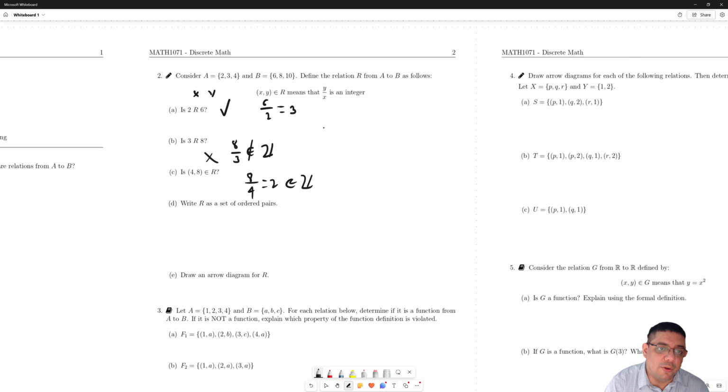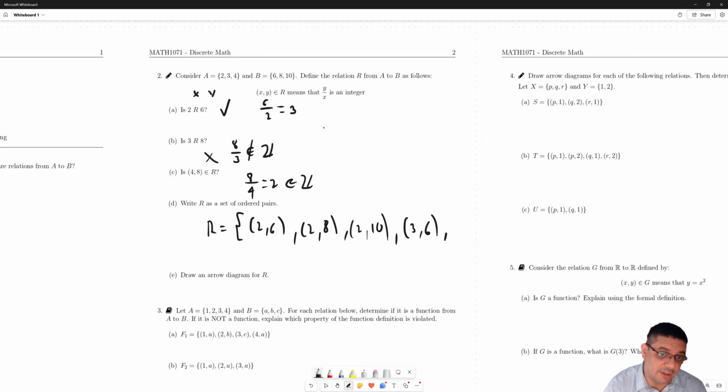So now, from all the possible pairs that we can write in here, let's write the relationship. We can go with 2 with 6, 2 with 8, 2 with 10, since in all of them the ratio is going to be an integer. Now with 3, notice that 3 with 6 is going to work. 3 with 8 is not going to work. And 3 with 10 is not going to work either. Now with 4, 4 with 6 is not going to work. 4 with 8 will work. And 4 with 10 will not work. So this is the extent of the relationship.